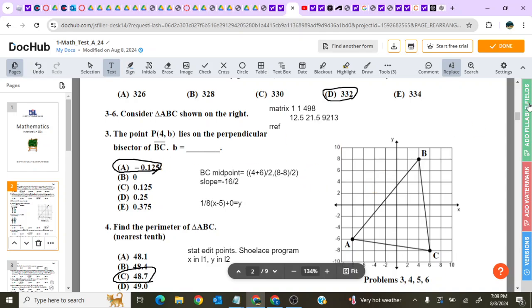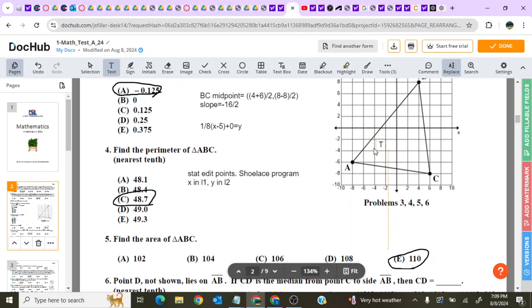Find the perimeter of the triangle. We have a program for this. Stat edit all the points in. Put the x values in L1 and y values in L2. Make sure that they correspond to the correct point. You don't have negative 8 as your first x, and then 8 as your first y over here. That doesn't make sense. If you do that, it'll run the shoelace formula and give you both the perimeter and the area of your triangle, which are these two things respectively.